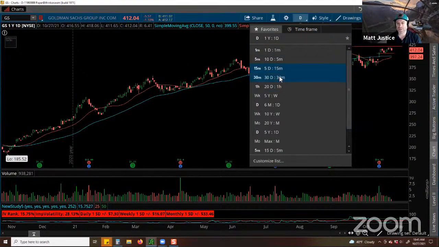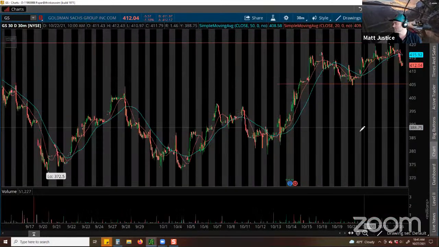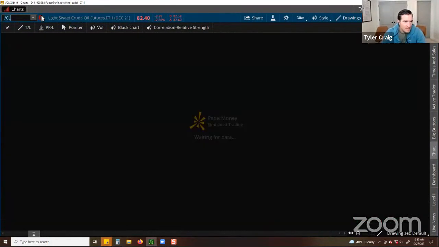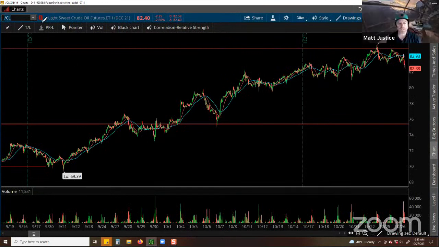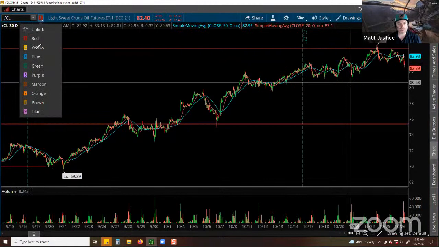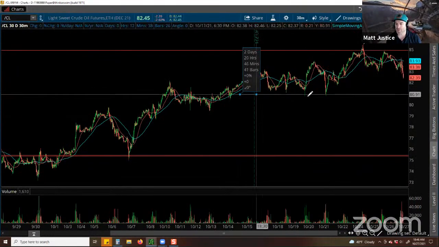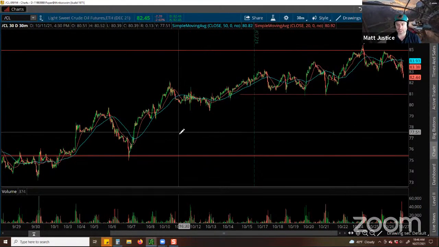And if you look at it on a third, let's go 30. Goldman's fighting up against that 420. When you look at the 30-minute chart, that $81 level, multiple ticks down at that level. That is the intraday line in the sand that I think the traders are really tracking.